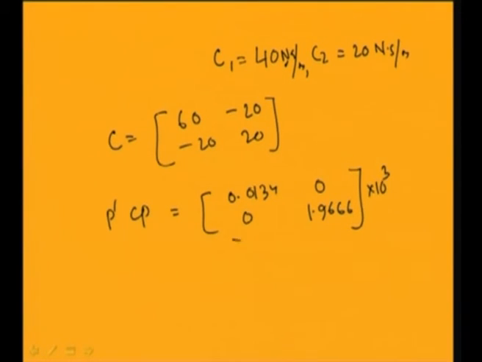So in this case you can see that this P transpose C P is a diagonal matrix, so you need not convert it to that proportional form, and you can write this equation in this form. So it will reduce to y double dot plus 2 zeta omega n y dot plus omega n square y equal to f sin omega t. So it will reduce to this form.